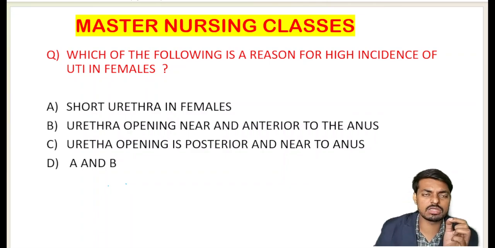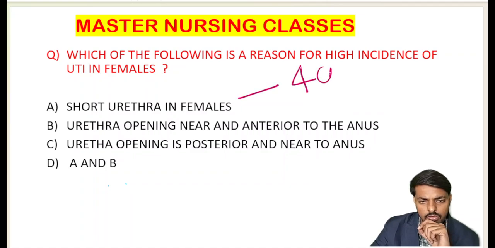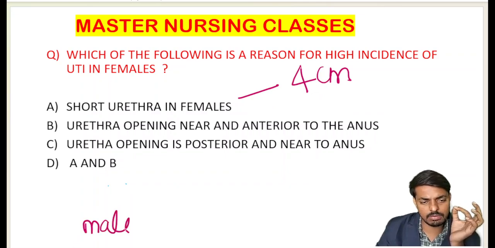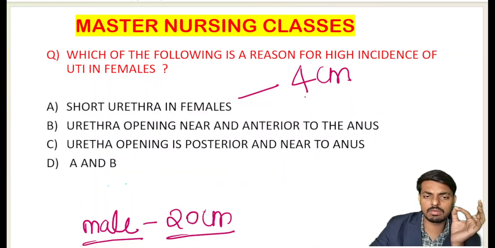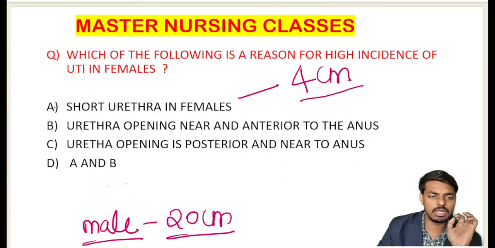Why? Because their urethra is very short. So what is the length of the female urethra? The length of the female urethra is only 4 centimeters, students, whereas the length of the male urethra is 20 centimeters. You can remember this, very important. So there is the highest risk of bacteria entering the renal system very easily because of the short urethra, so there is the highest incidence of UTI in females. One concept is clear.